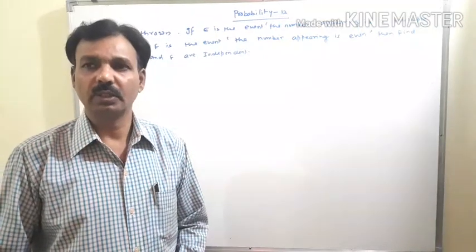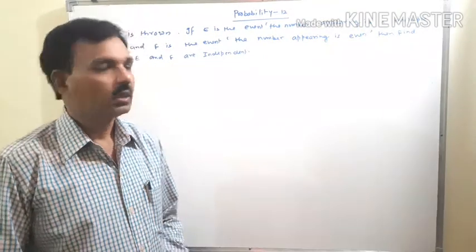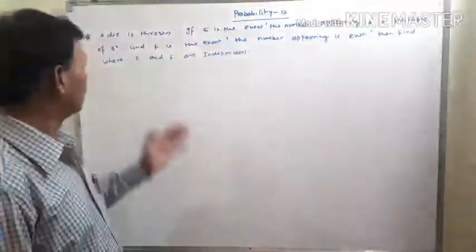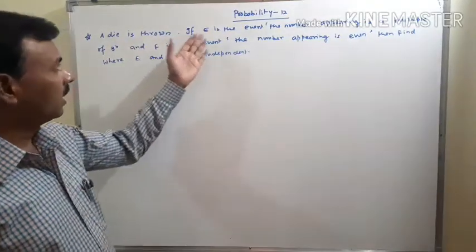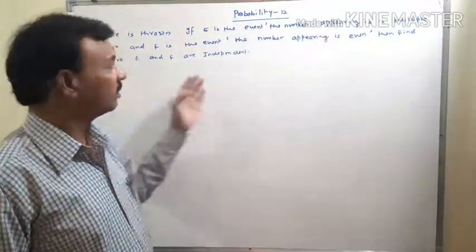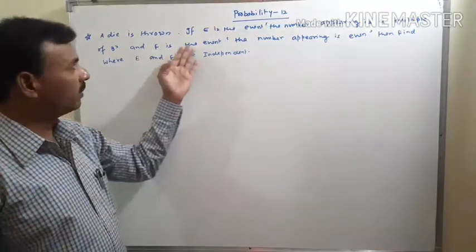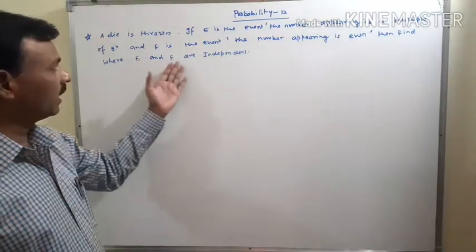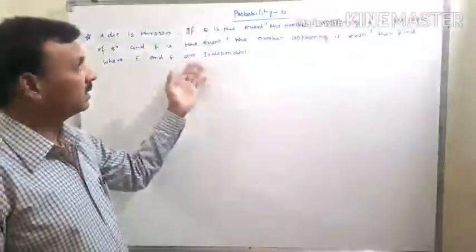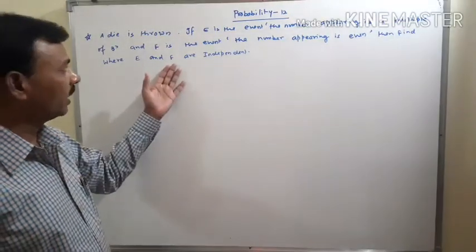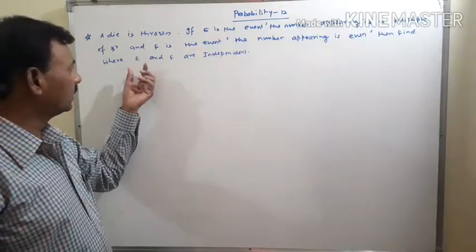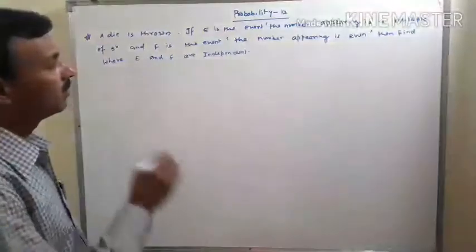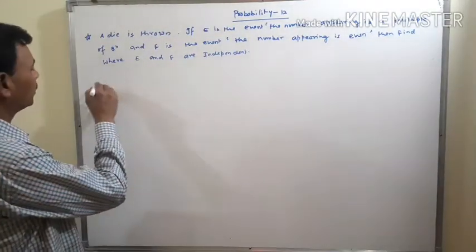Hello students, in this video we will discuss a numerical problem related to independent events. The problem is: a die is thrown. If E is the event that the number appearing is a multiple of 3 and F is the event that the number appearing is even, then find whether E and F are independent. Now we are going to write the solution of this question.